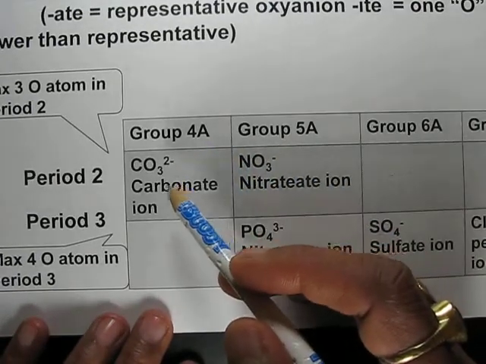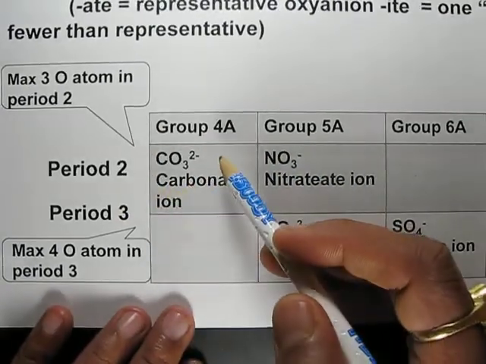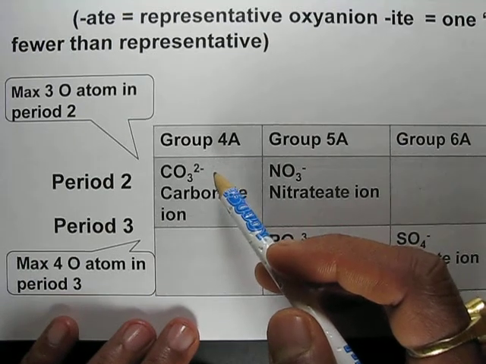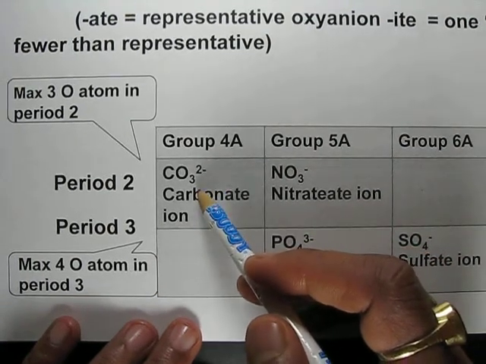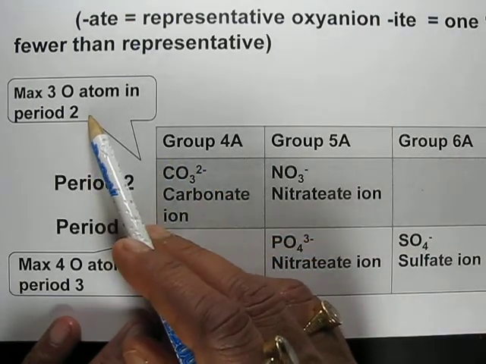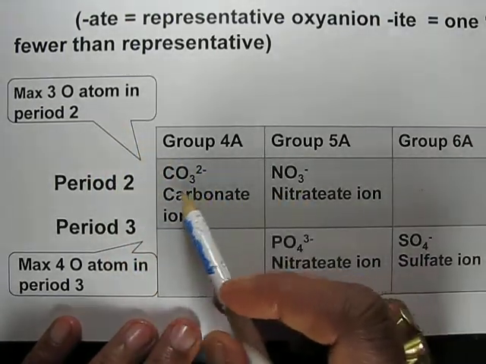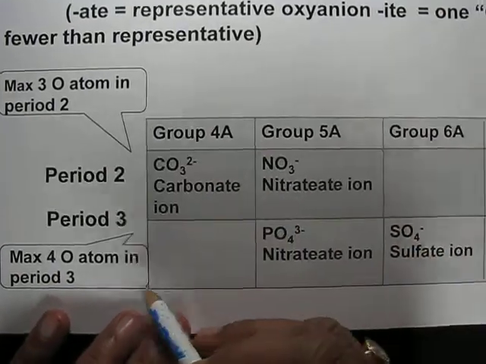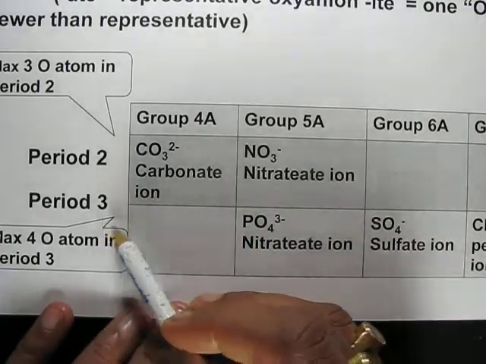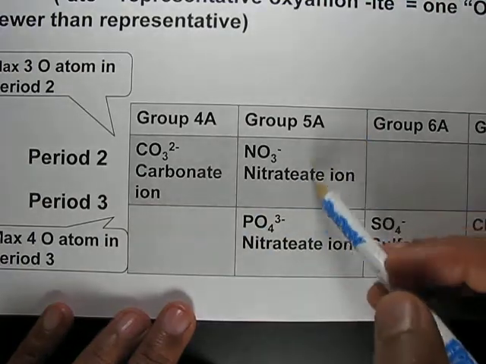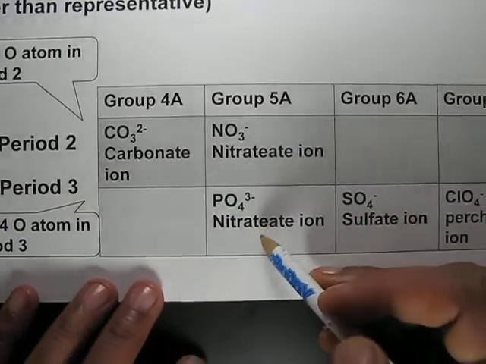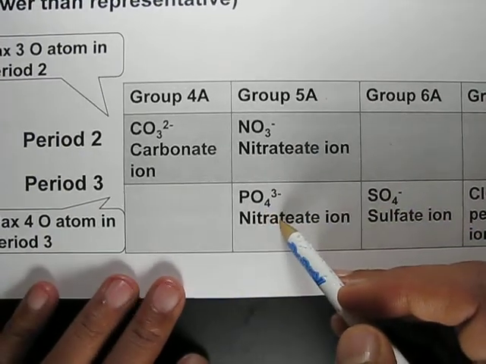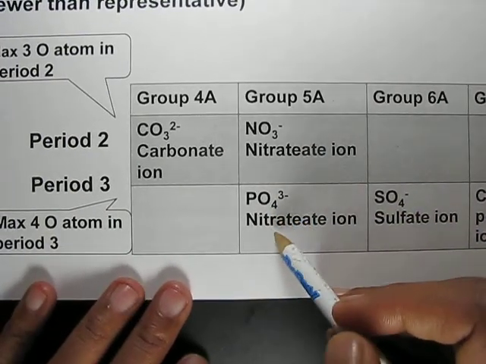So in the case of period number 2, any anion can form with oxygen and can have a maximum of 3. So for example, carbonate, nitrate ion. And in the case of period 3 or group 5A, phosphorus comes, then its polyatomic anion will form.